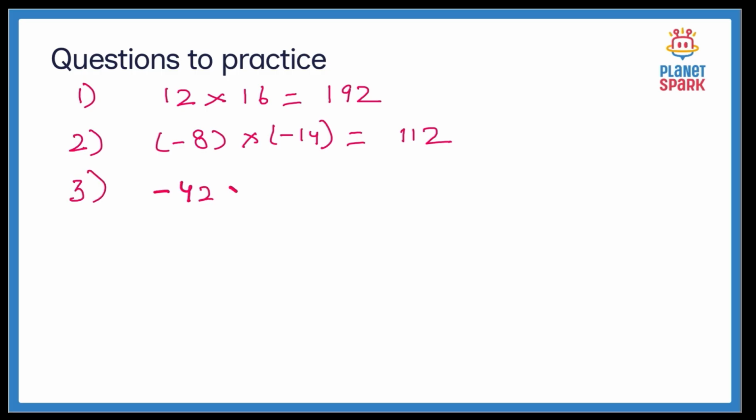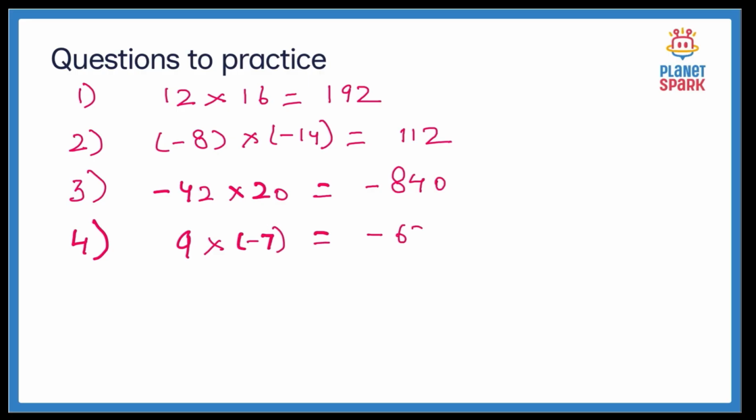The third question, minus 42 multiplied by 20. Now negative into positive is going to give me a negative answer, so it is minus 840. Let's take one more example. We are going to multiply 9 with minus 7. 9 is positive, minus 7 is negative, plus into minus is minus, so minus 63.